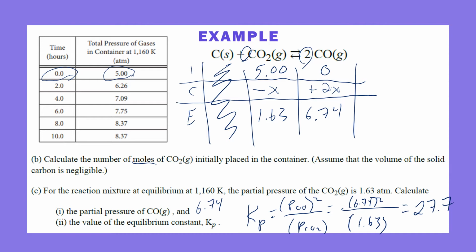So the point distribution was actually, for part C-I, just 1 point for getting that 6.74 atm, and for part C-II, that was 2 points: 1 for plugging in the numbers correctly according to the Kp expression you wrote in part A, and then 1 point for the final answer.